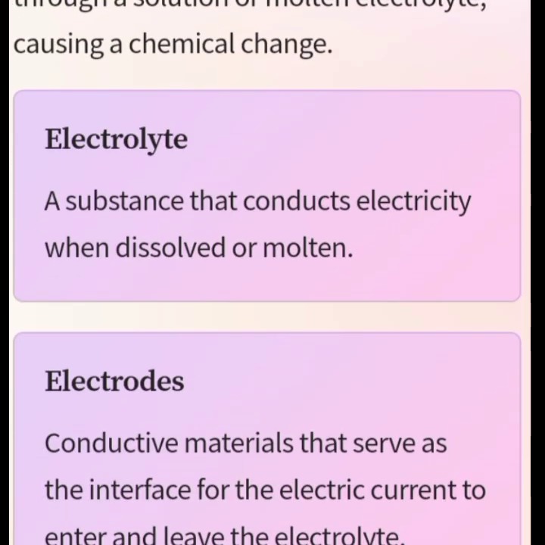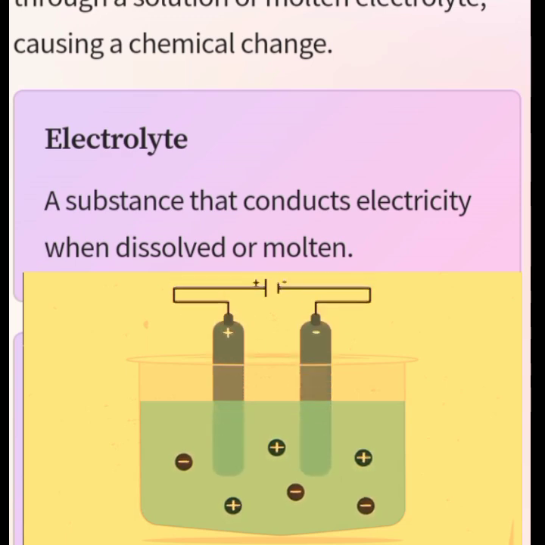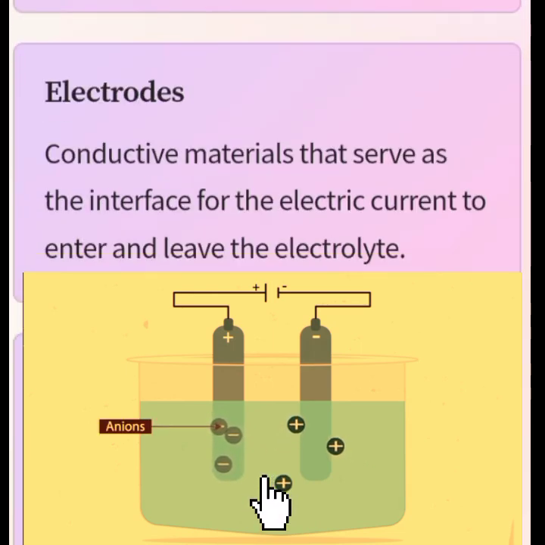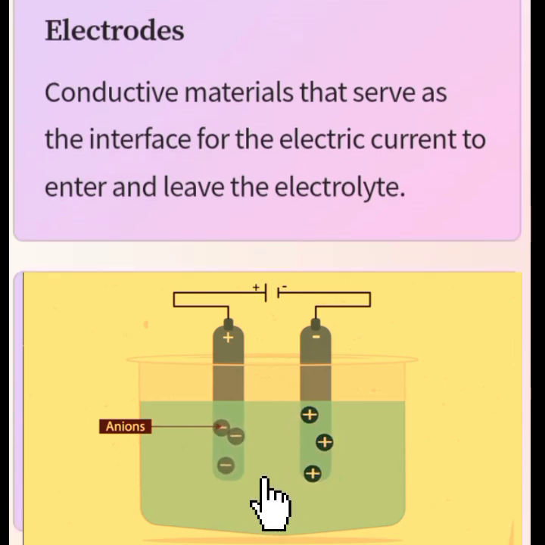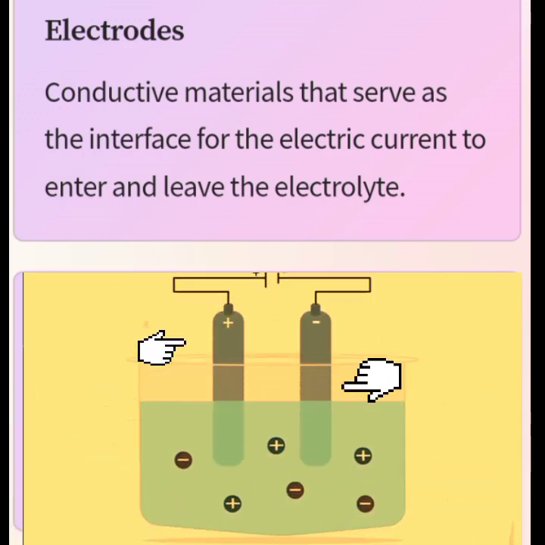Now let us look at some related terms to electrolysis. The first term here is electrolyte. An electrolyte is a substance that conducts electricity when dissolved in water or when it is molten. We have electrode. An electrode is a conductive material that serves as the interface for electric currents to enter and leave the electrolyte.